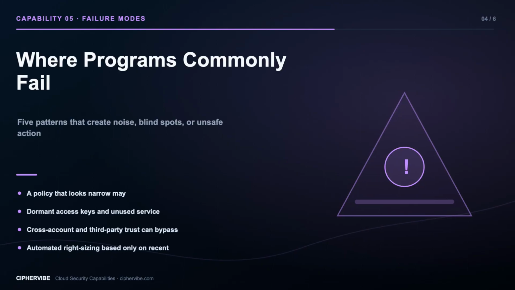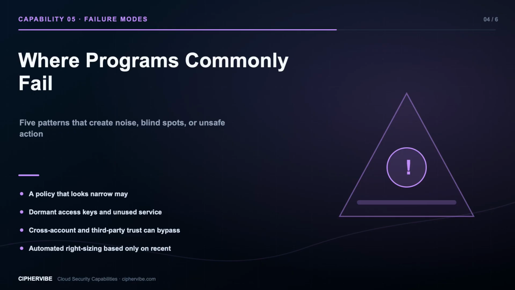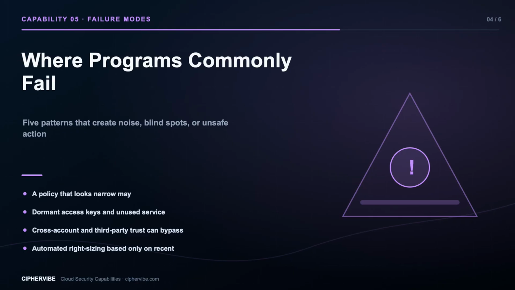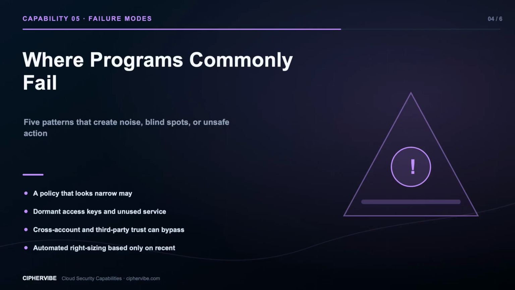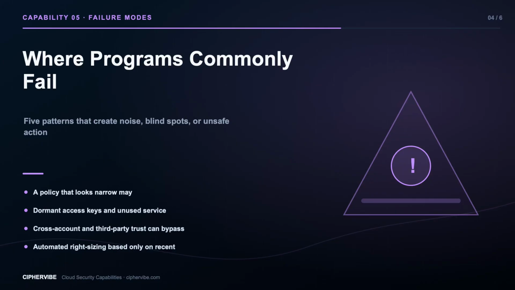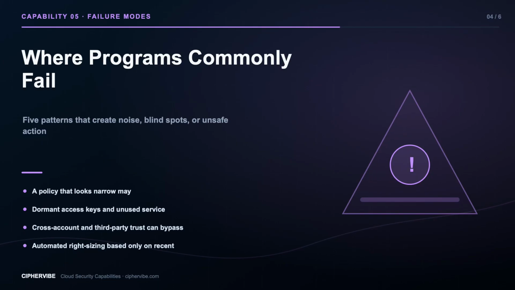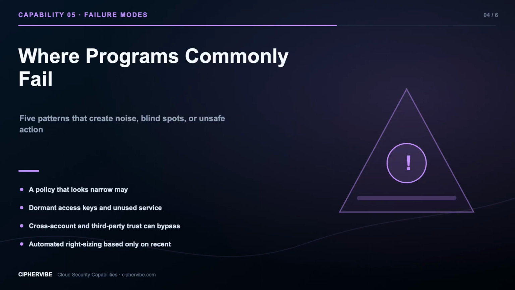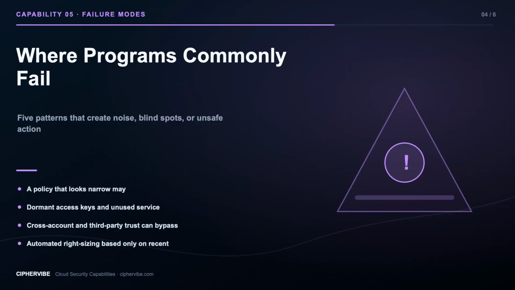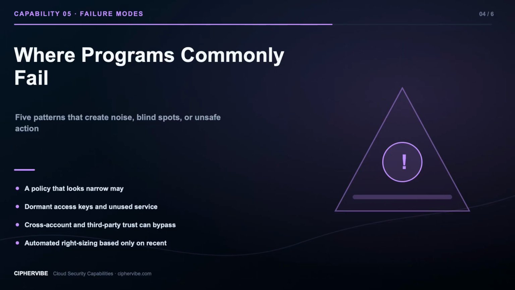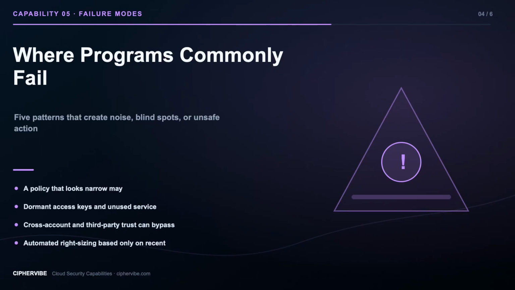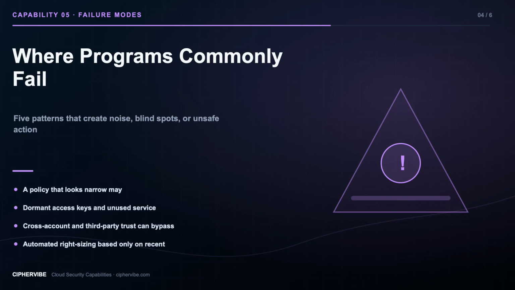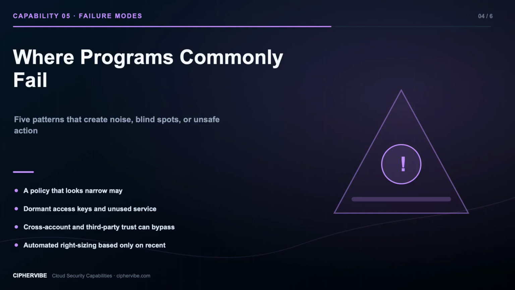Second, dormant access keys and unused service accounts provide durable entry points with little operational visibility. Third, cross-account and third-party trust can bypass assumptions based on local identity inventories. Fourth, automated right-sizing based only on recent use may remove permissions needed for rare recovery operations. Fifth, long-lived workload secrets are copied into repositories, images, logs, and developer environments.